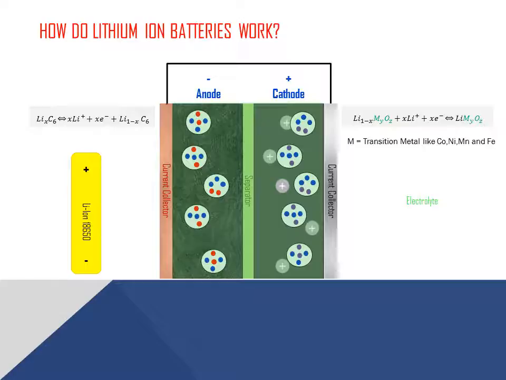The reverse process happens when the battery is being charged. The equations on each side of this slide summarize the reaction for both charging and discharging of a lithium-ion cell. Please note that discharge happens to the right and charge to the left.